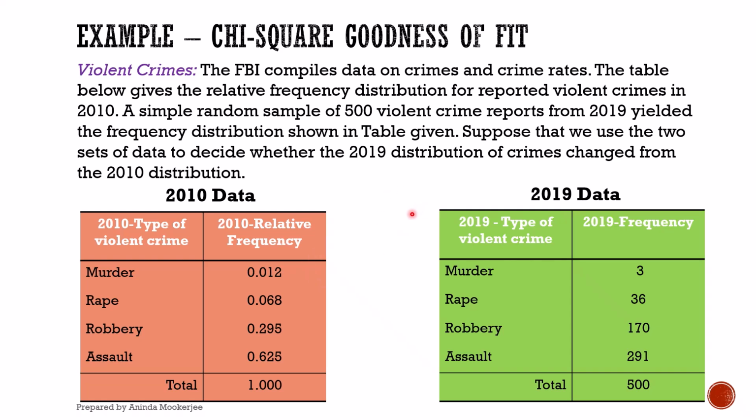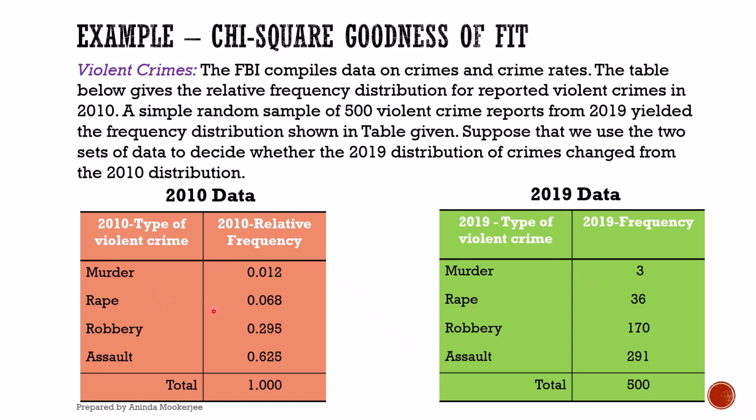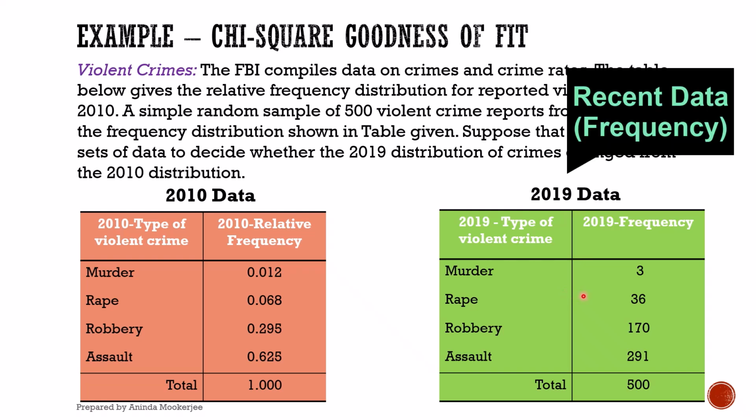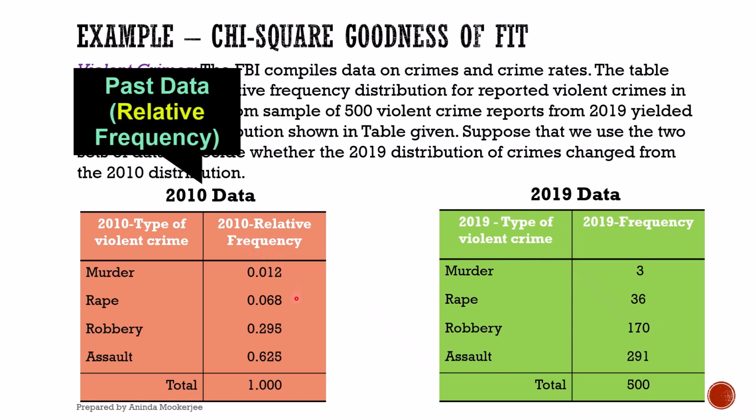We are comparing the distribution of the different types of crime from 2019 with the data from 2010, right? So this is the more recent data, and just note that they have given to us the frequency values for each of these different types of violent crimes. Whereas for the 2010 data, which is the past data, they've given us the relative frequency values, right? So these numbers here are relative frequency values.